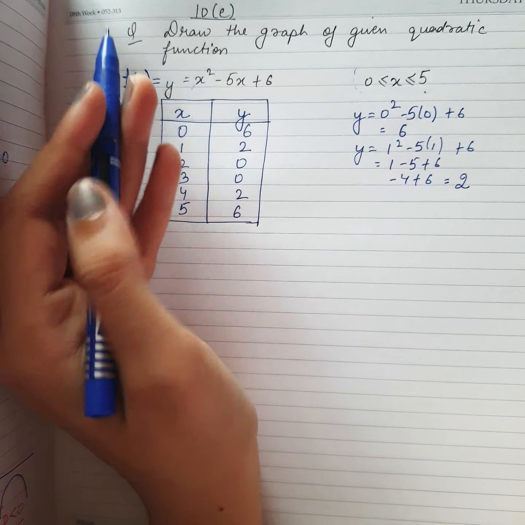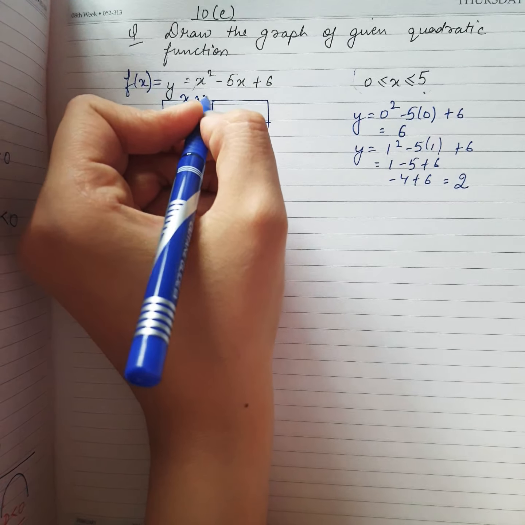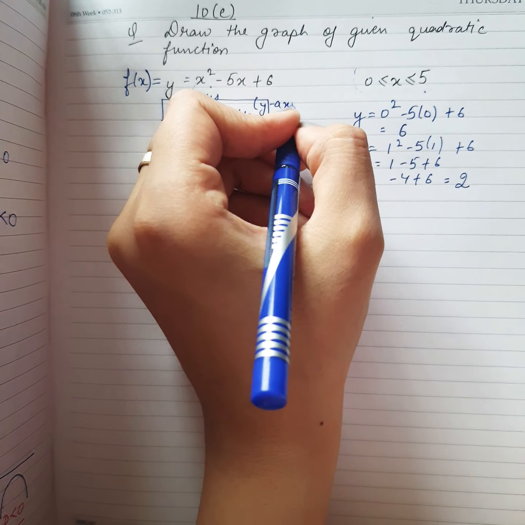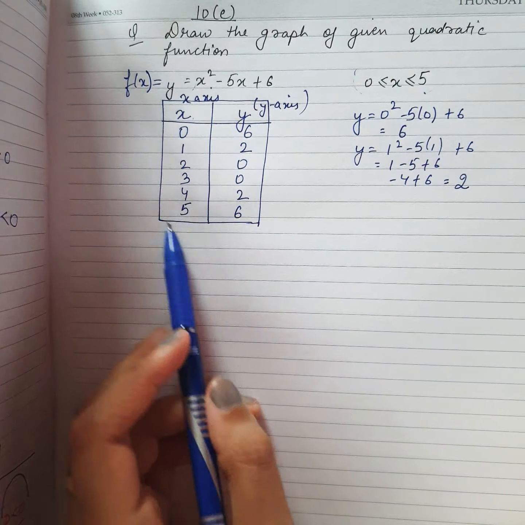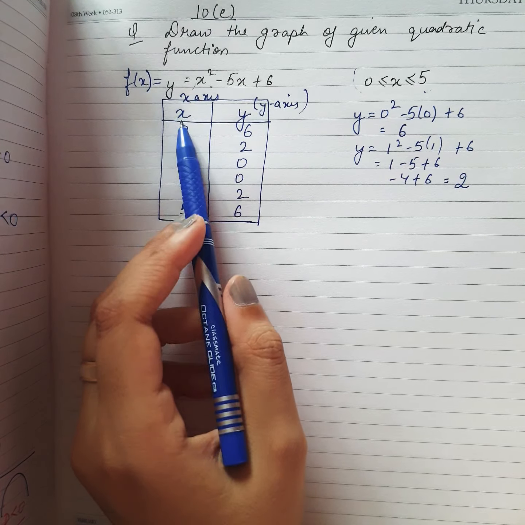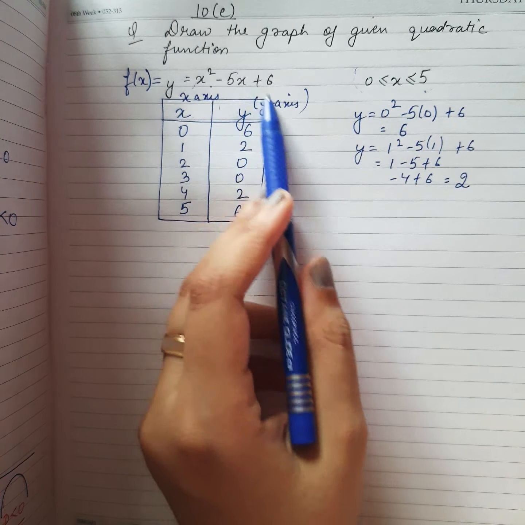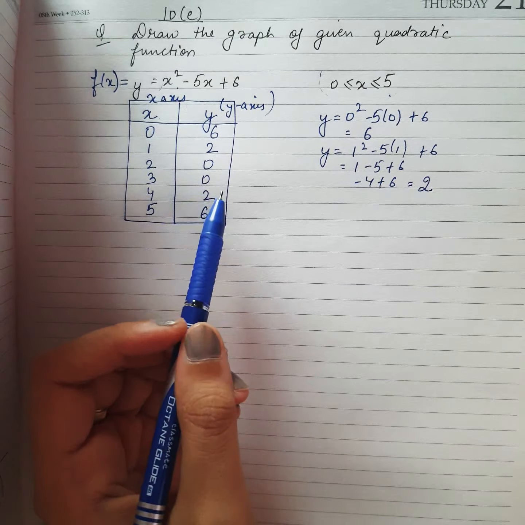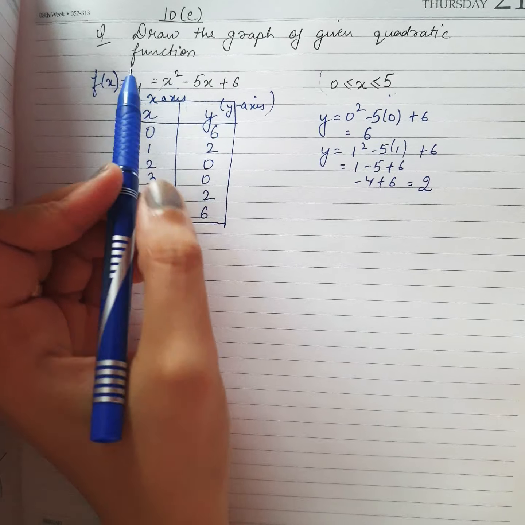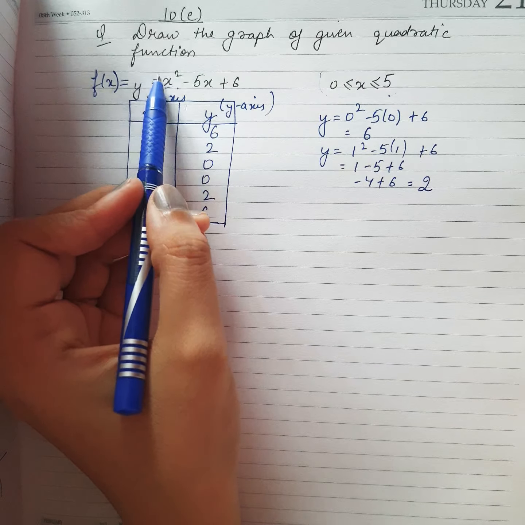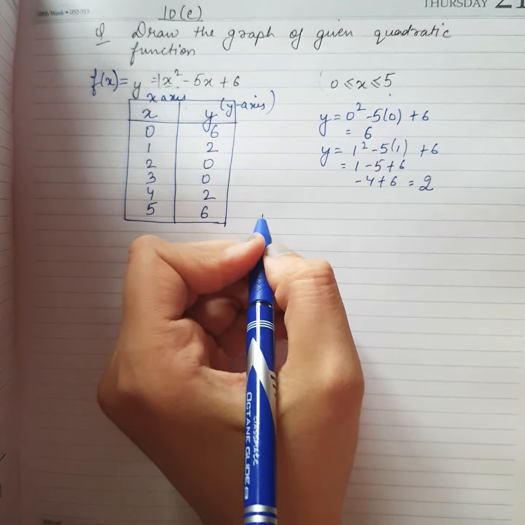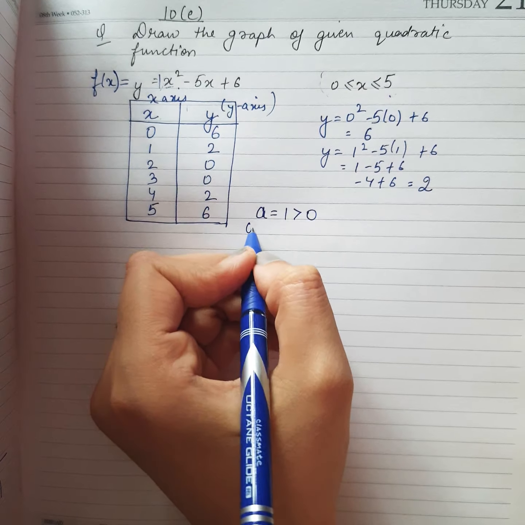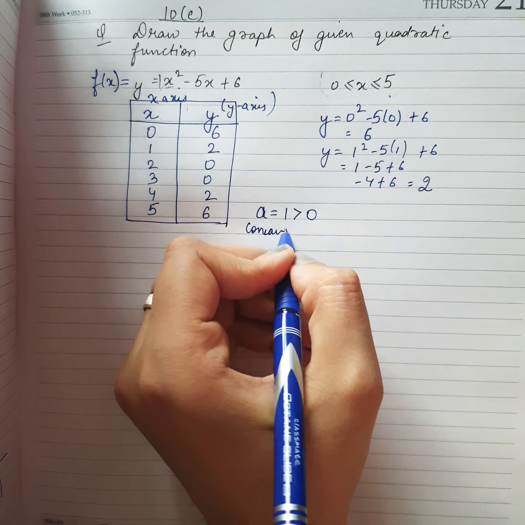On x-axis we will plot this and on y-axis we will plot this, the function. Points we will plot on x-axis are the x points, and y-axis points are the function's value. And before we actually plot, let us notice certain points. In this, the coefficient of x square is 1, which is greater than 0. So the graph will be concave upwards.